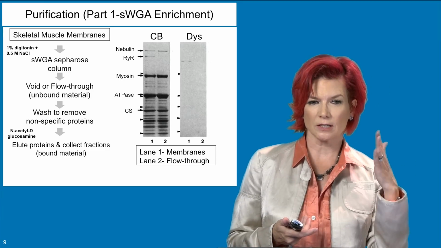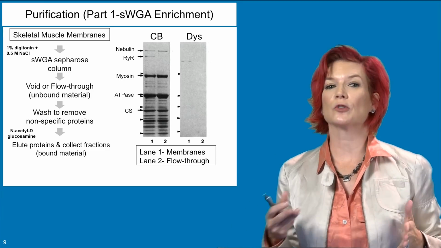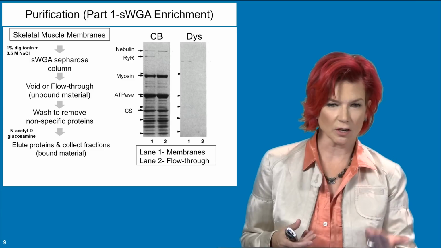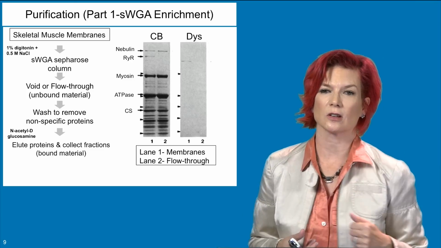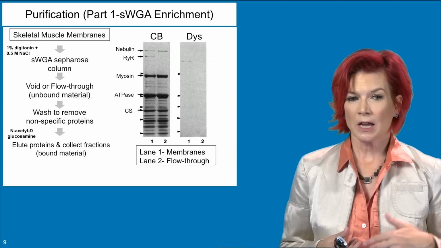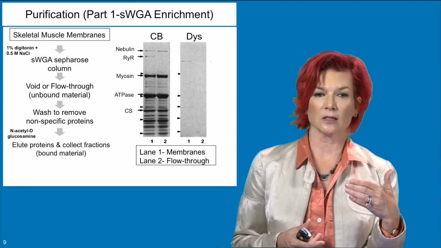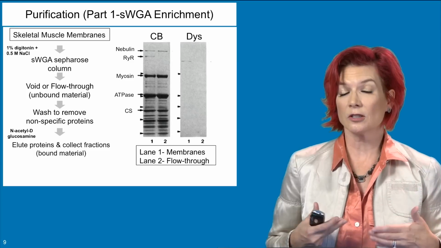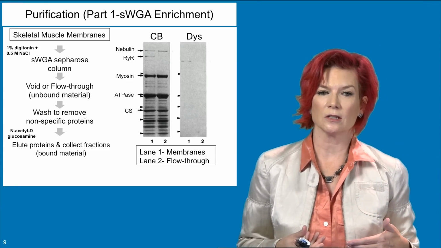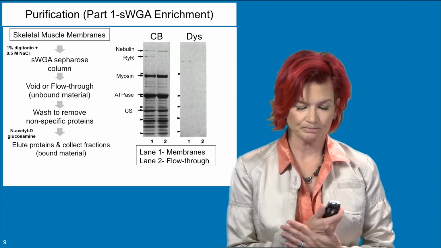And the eluates are collected by collecting fractions 1 through 12. So the first fraction that comes off the column is called fraction number 1, and the last fraction is called fraction number 12. And in this case, because the lectin is succinylated WGA, the molecule that's used for elution is N-acetylglucosamine.